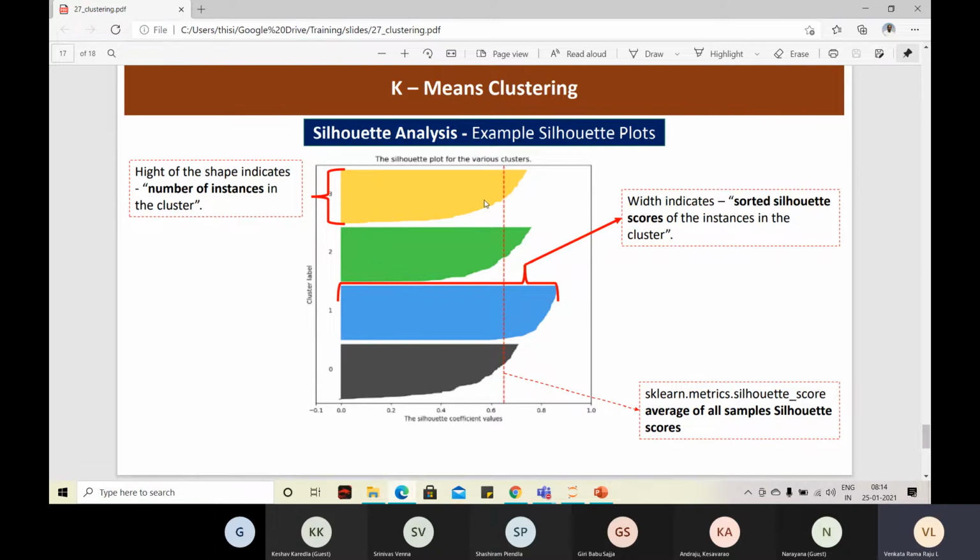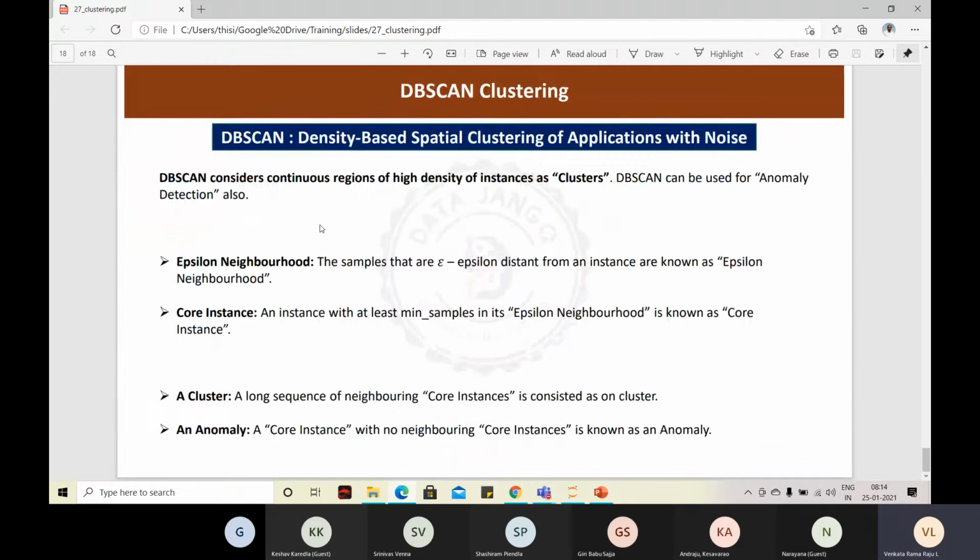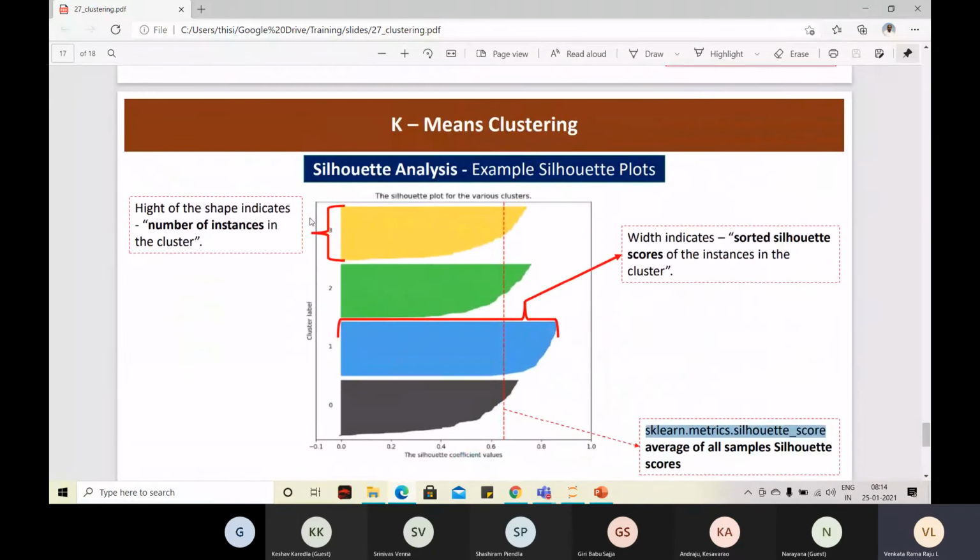Now you take the average of all sample silhouette scores. What is that? The total clustering silhouette score. The silhouette score is the method which gives you the average of all individual data points' silhouette scores. If you take that average and it is coming like this, then you can take 4 as the number of clusters, 4 as the best cluster.